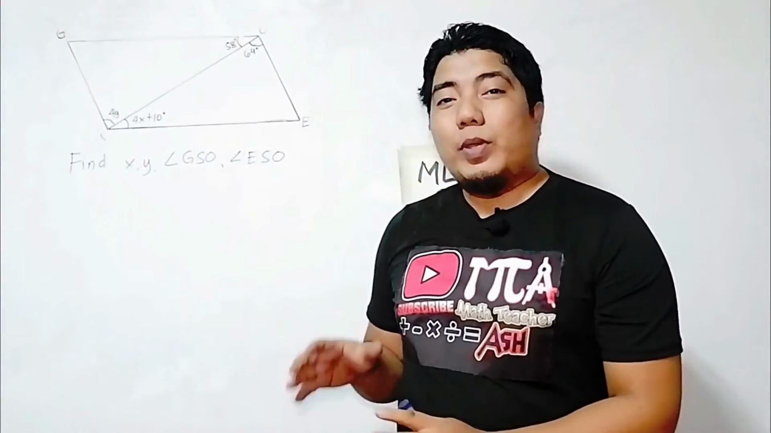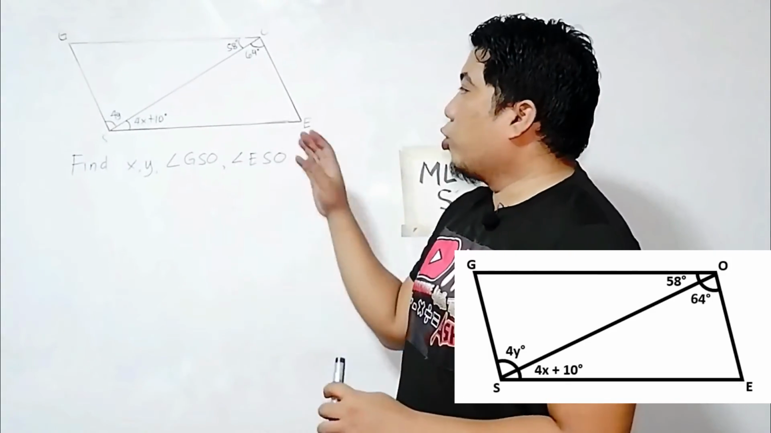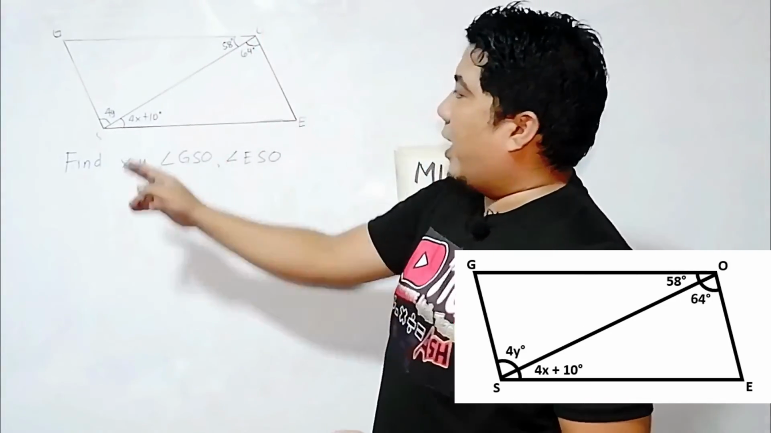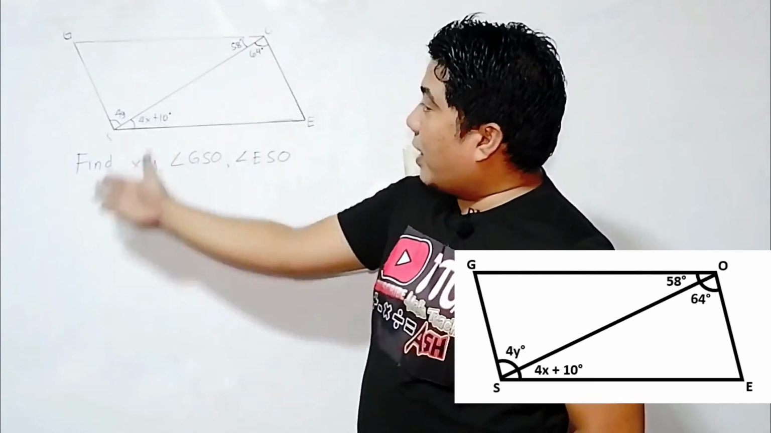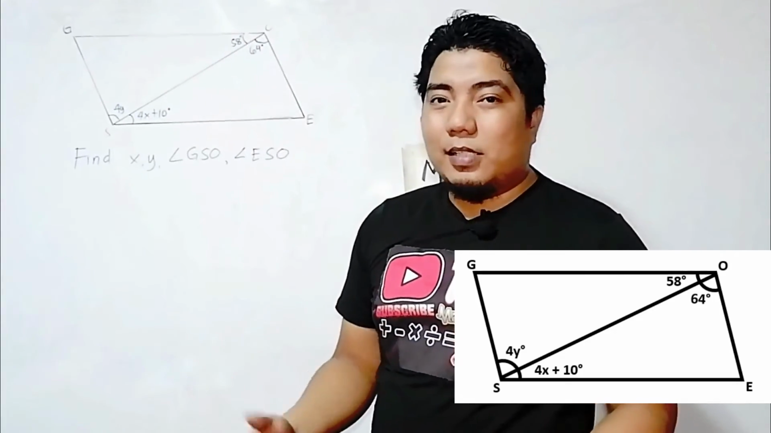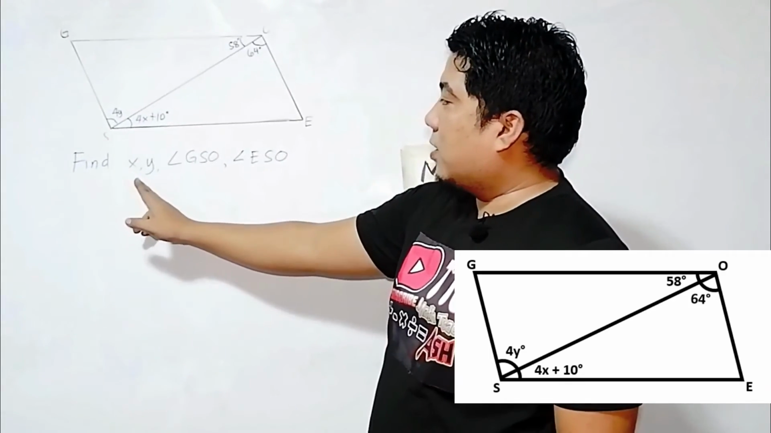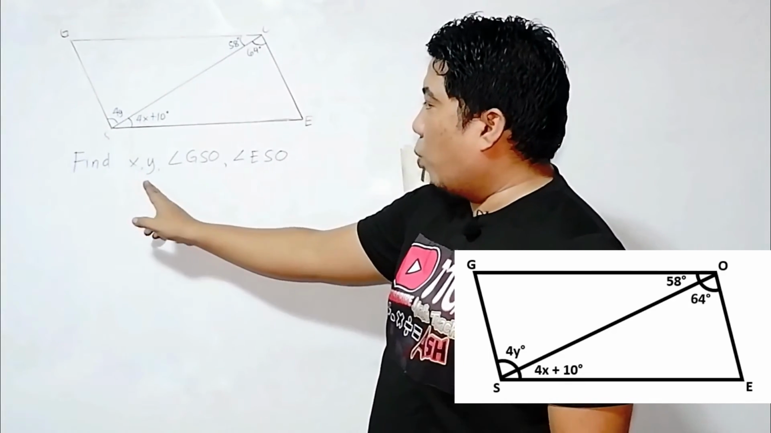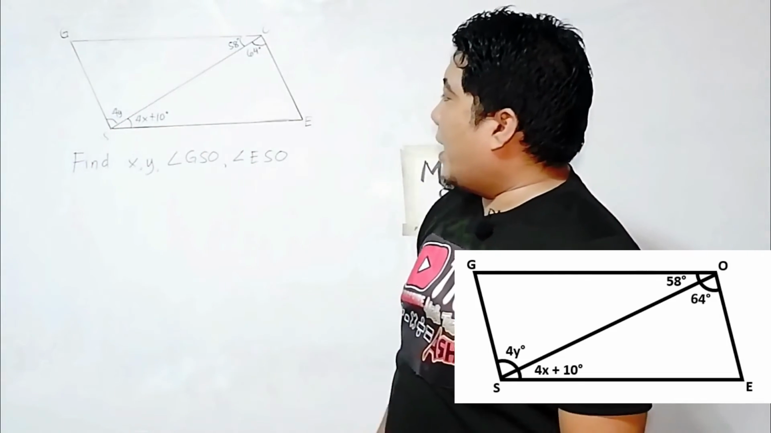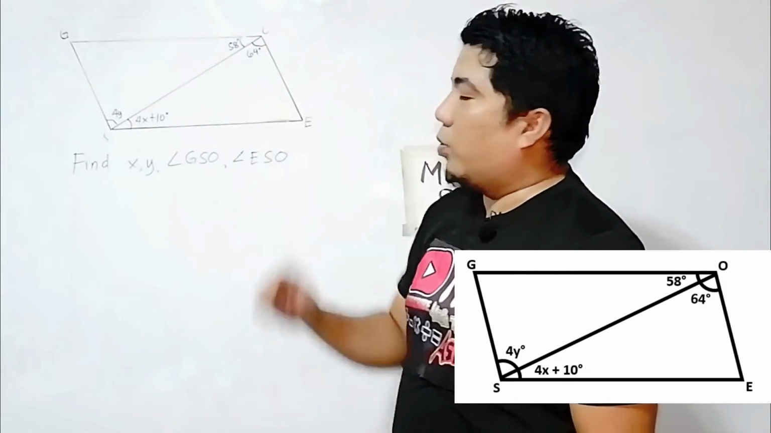Okay, my dear math learners, we are down to our final example, and we have the parallelogram GOES. So that is GOES, and we have one diagonal that is being made, and we have some angles. Now, the problem is, what are the values of x, y, the measurement of angle GSO, and the measurement of angle ESO. So this is ESO. Okay.